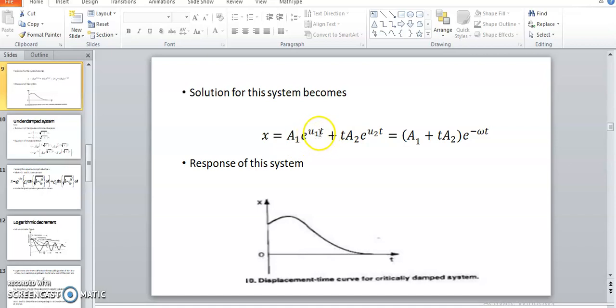As u1 and u2, the two roots, are equal, it becomes a e raised to minus omega t common, and in the bracket a1 plus t a2. This t is present here as it is a solution of the differential equation when two roots are equal. When two roots are equal, the solution slightly changes to x equal to a1 e raised to u1t plus t a2 e raised to u2t. So t is a solution part. So this final equation now becomes (a1 plus t a2) e raised to minus omega t.